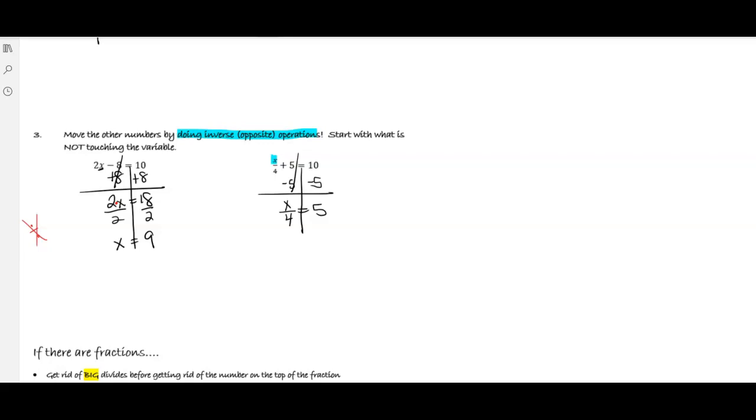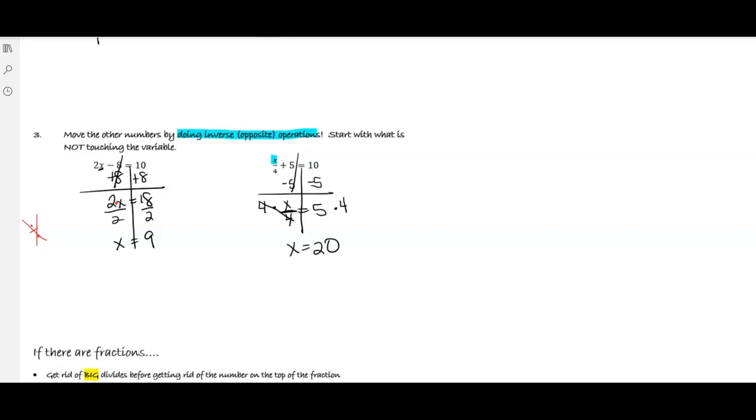And now this says x over 4. Over is not an operation. This is actually saying x divided by 4. So the way you get rid of a divide by 4 is you multiply by 4. And if I multiply the left by 4, I multiply the right by 4. A 4 on the top and a 4 on the bottom cross off. So you're left with x is 20. Okay, so those are the 3 basic steps to get through most of the equations.